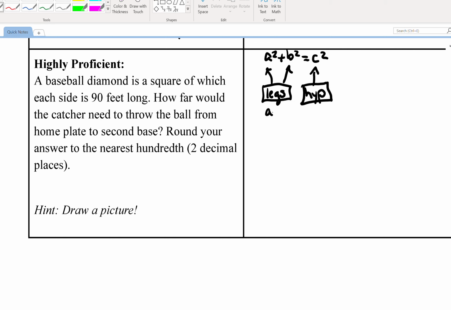And remember, a and b are the lengths of the legs. C is the hypotenuse. But when you put it in the Pythagorean theorem, each of those gets squared. So a squared plus b squared equals c squared.